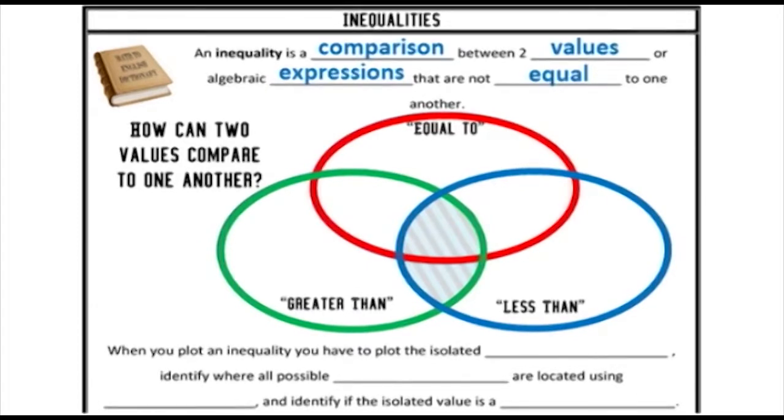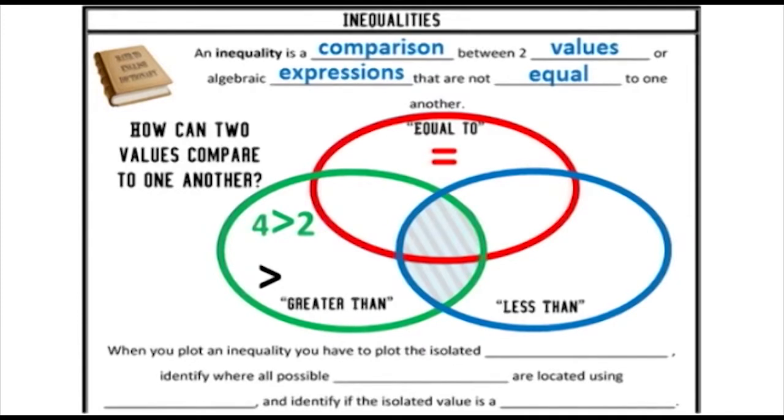When you compare values, they can either be equal to one another, greater than one another, or less than one another. We've already worked with an equal sign before. This is what we saw in equations. The greater than symbol looks like this, and the inequality would read 4 is greater than 2, which is a true statement. 4 is indeed greater or bigger than 2.